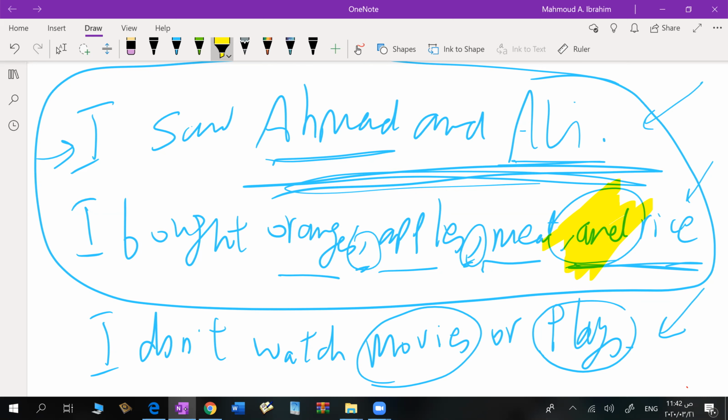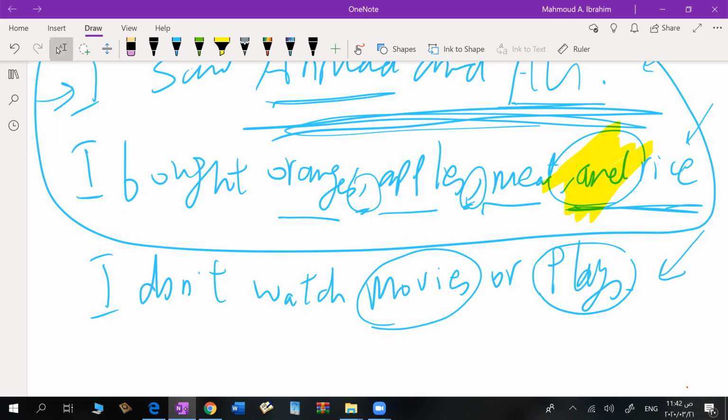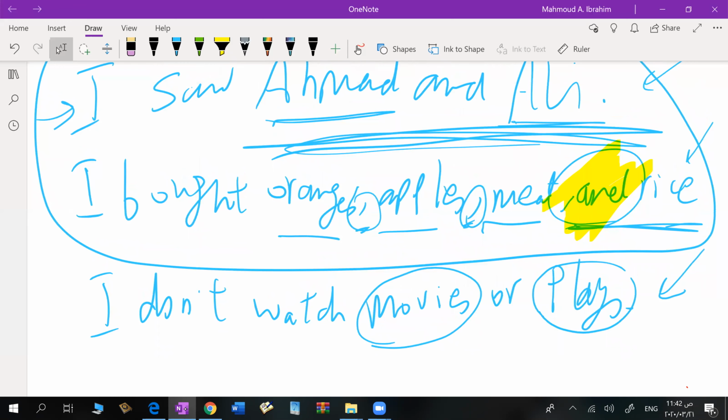The same with or, by the way. I don't watch movies, comma, plays, comma, or, for example, animations. So don't forget the comma. If we have only two items, no comma. If we have more than two items, we insert as many commas as it takes. Okay? Is it clear?